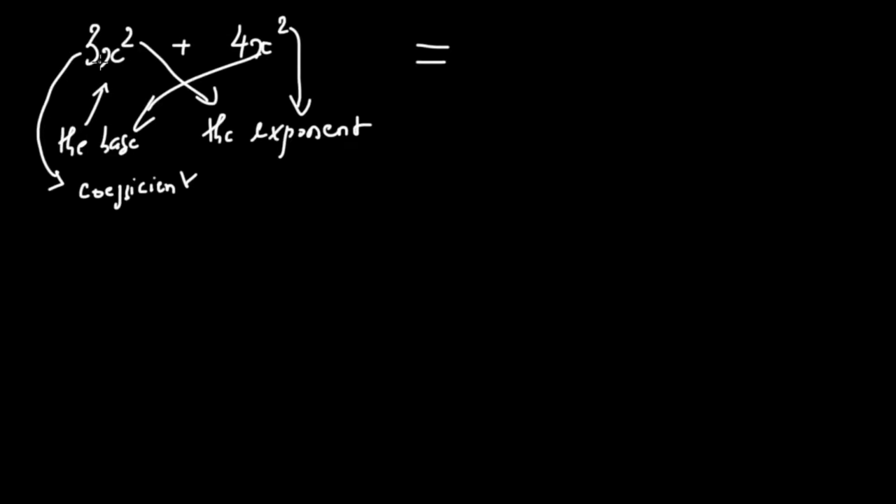For example, now we have 3x squared plus 4x squared, we get 7x squared. In this case, 3x squared and 4x squared are like terms, so we can combine them together, and this is the result. What about if they are not like terms? Then you cannot combine them together.